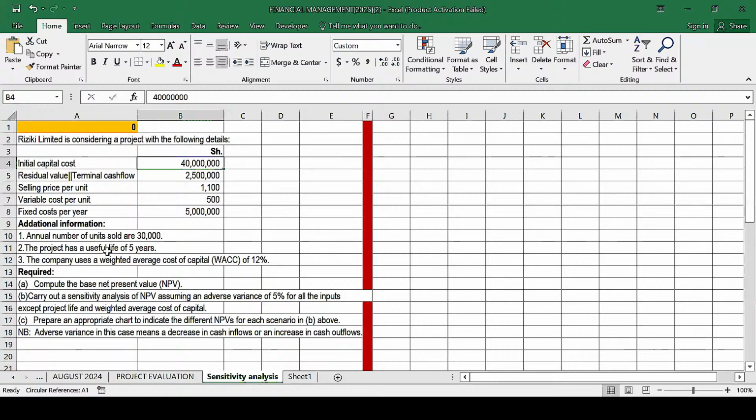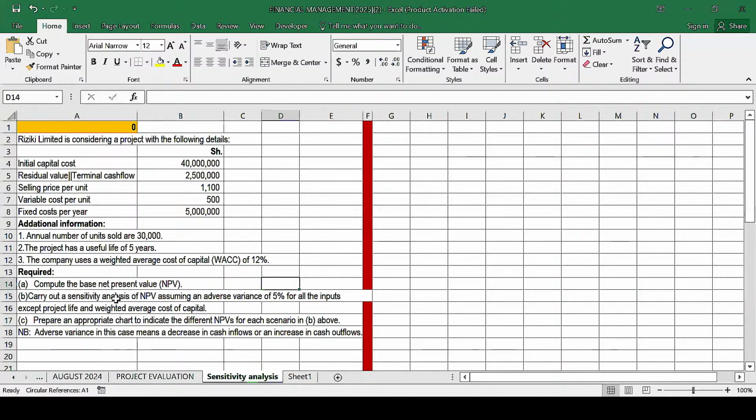And then we are told the project has a life of 5 years. And the project uses a weighted average cost of capital of 12%. This is now the company's cost of capital, 12%. So what are we required to do here? We are required to compute part A, the base net present value.